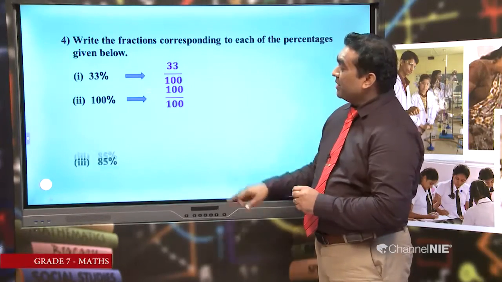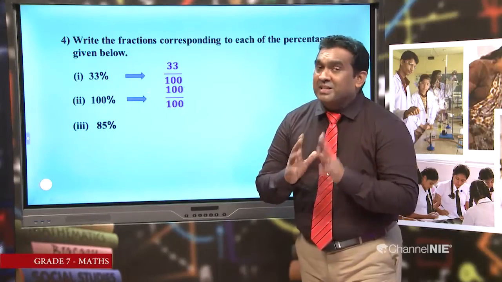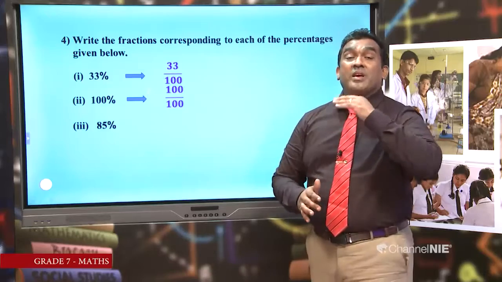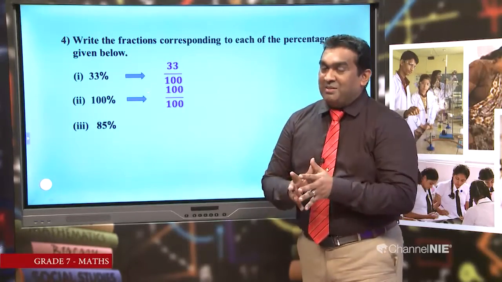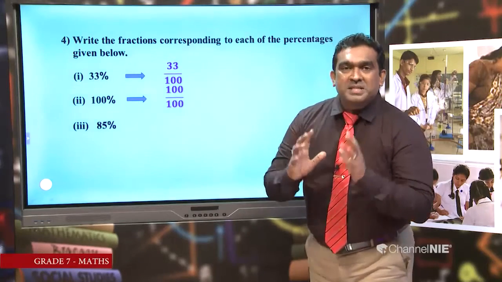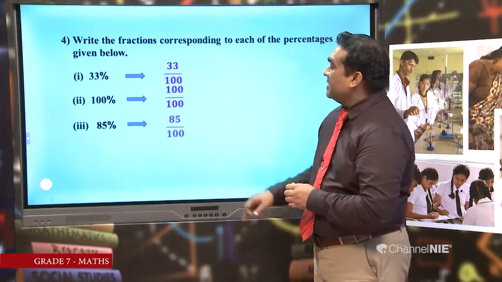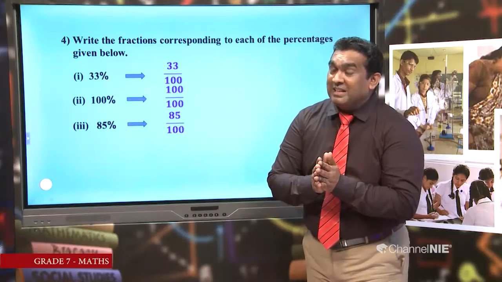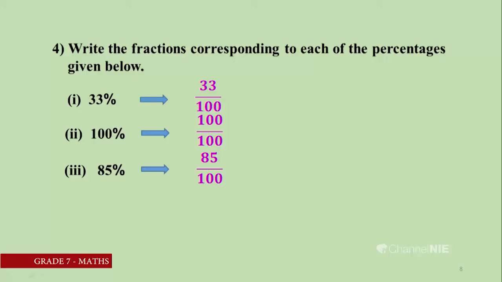Now, third one, 85%. 85 is the number. It is on the line. Below the line, you must have 100 because this is a percentage. Now we can see the number is 85 in the numerator. The number in the denominator is 100. 85 over 100.